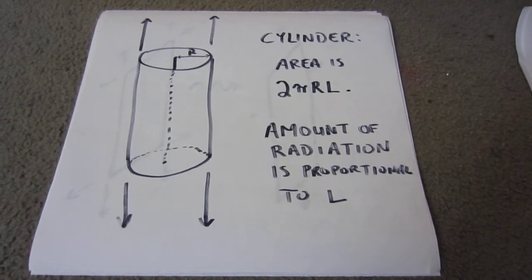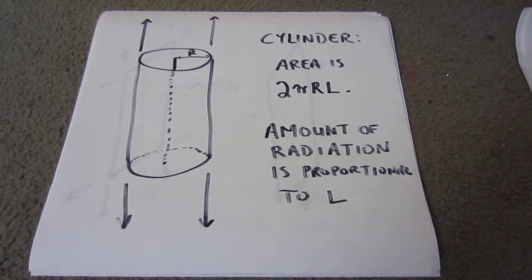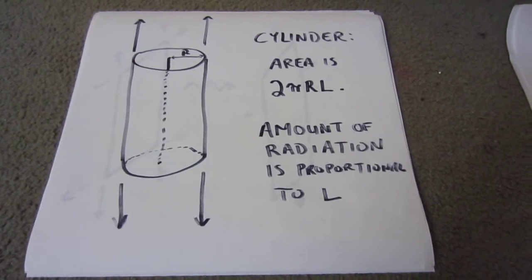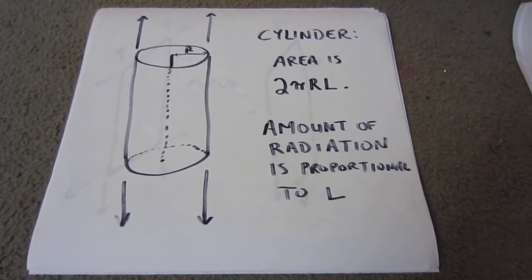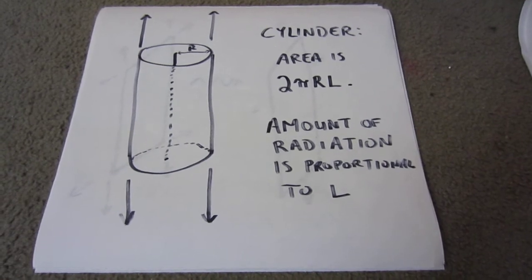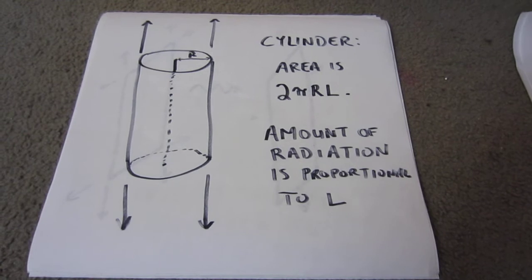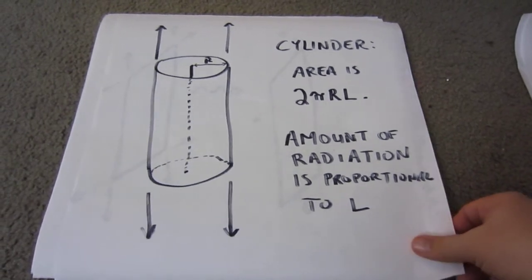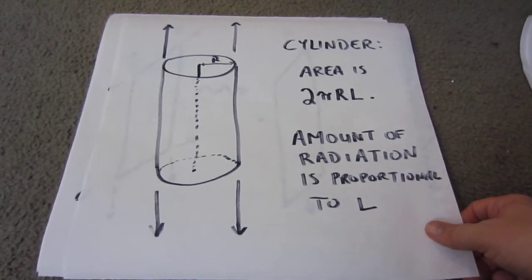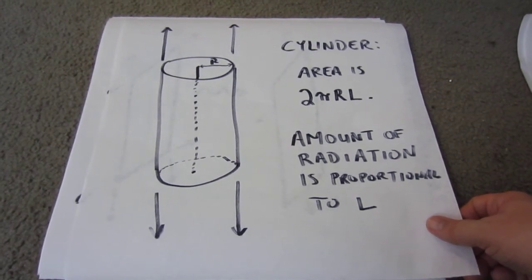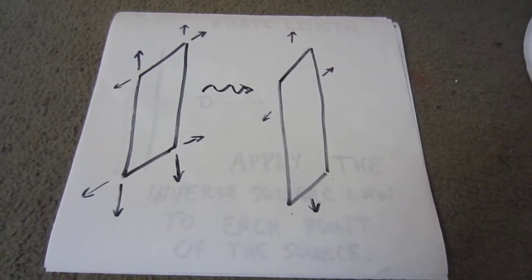The amount per unit area is the amount divided by the area, and the area per unit length is 2 pi r L, and the amount of radiation, of course, has to be proportional to the length as well. So that gives you your inverse linear law for a linear source.